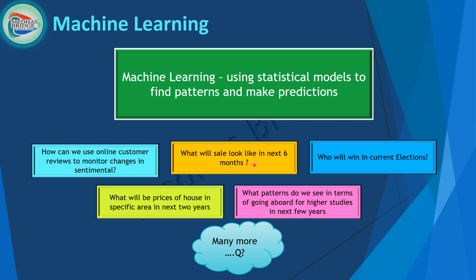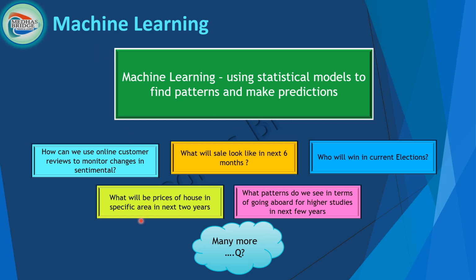Similarly, let's say you are in an election campaign in your demography, or the country that you live in. So you could ask a question like, who will win in current elections? Yes, if you have campaign data and various categorical data, based on a few input parameters, you could predict who is going to win by using machine learning algorithms.